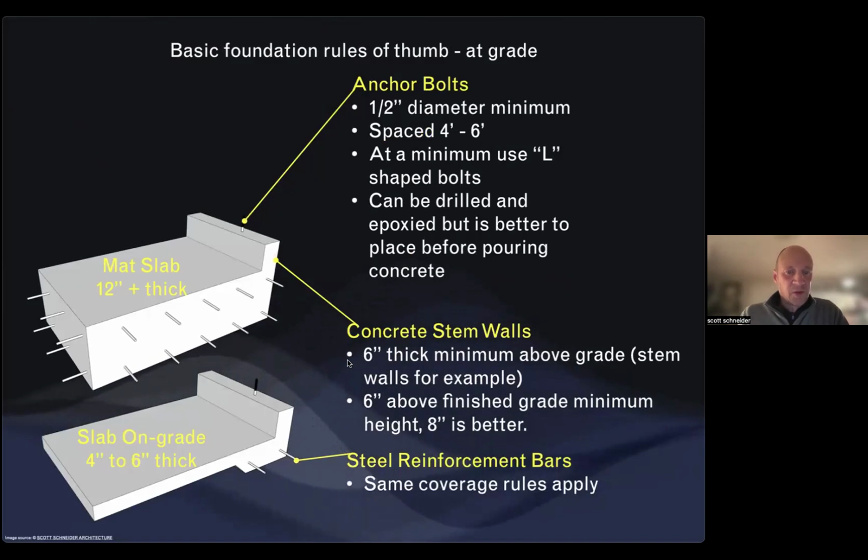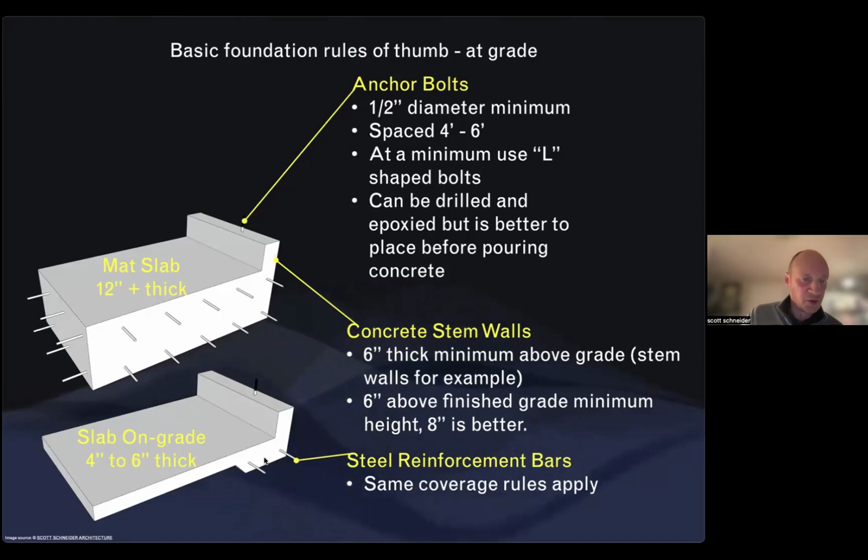Stem walls should probably be about 6 inches thick, and I believe the building code has a minimum thickness of 6 inches. I think 6 inches is actually the minimum height above grade, and 8 inches is better. And if you're doing wood again, it needs to be even higher. And then the same rule applies for rebar in terms of coverage, so with the 2 inches and the 3 inches.